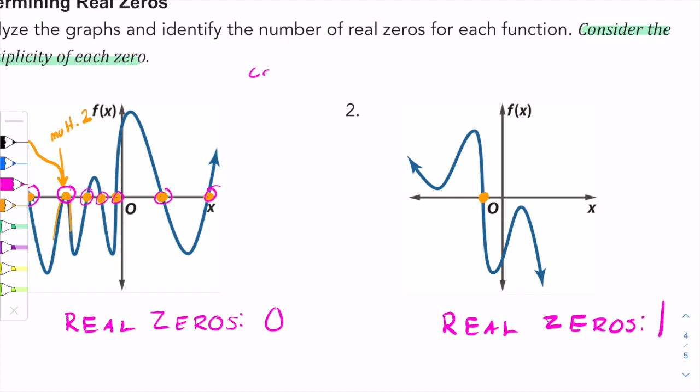I'll put a note at the top of this. Count the number of times the graph crosses the x-axis, or count the number of x-intercepts.